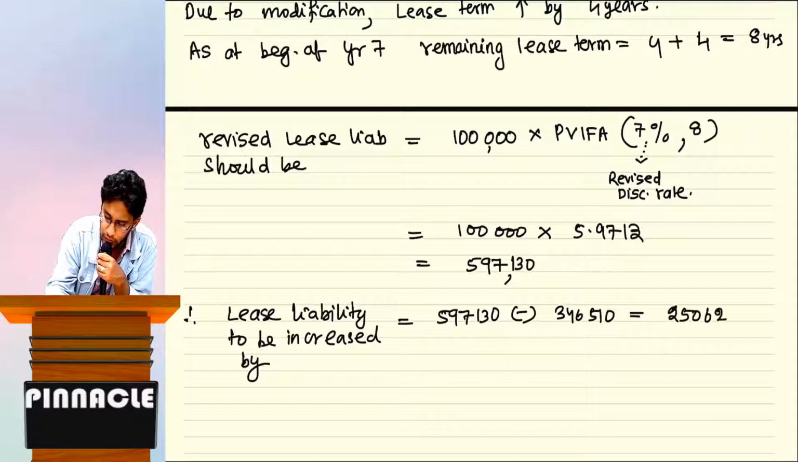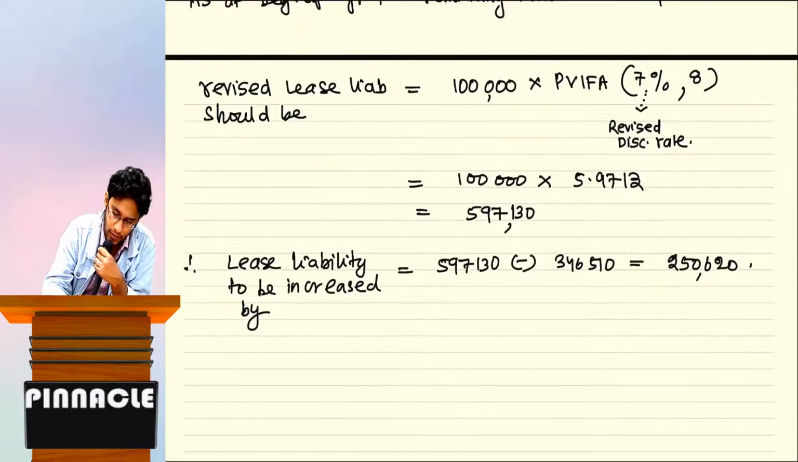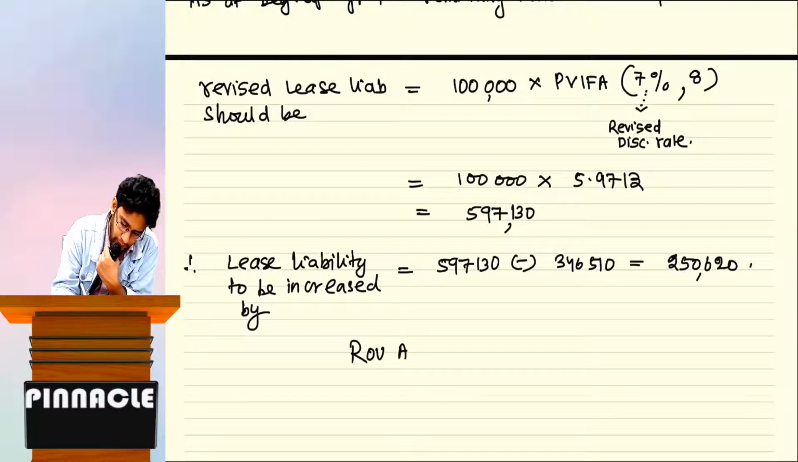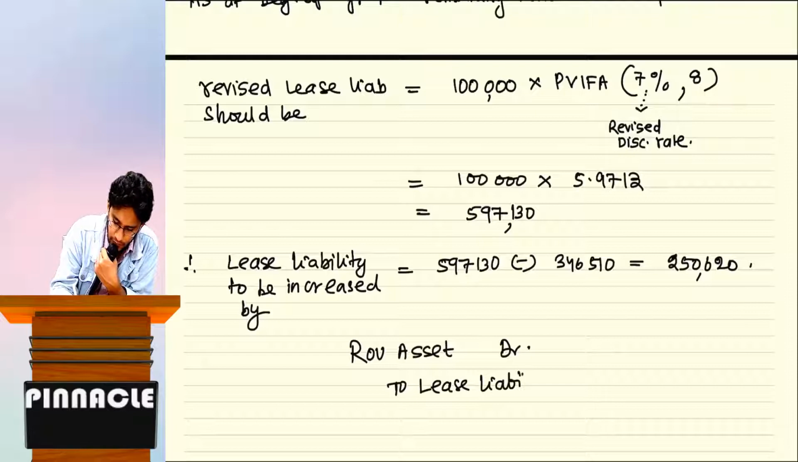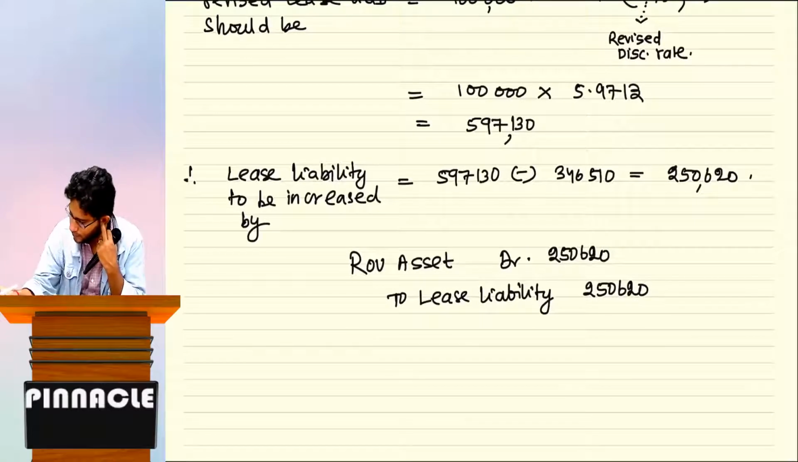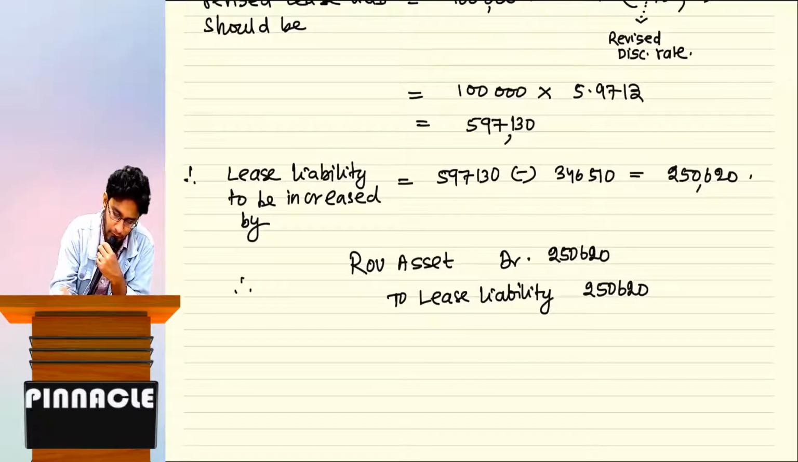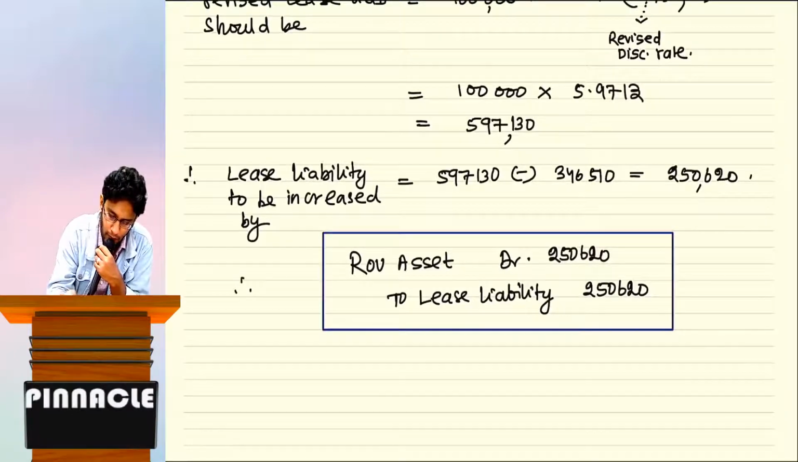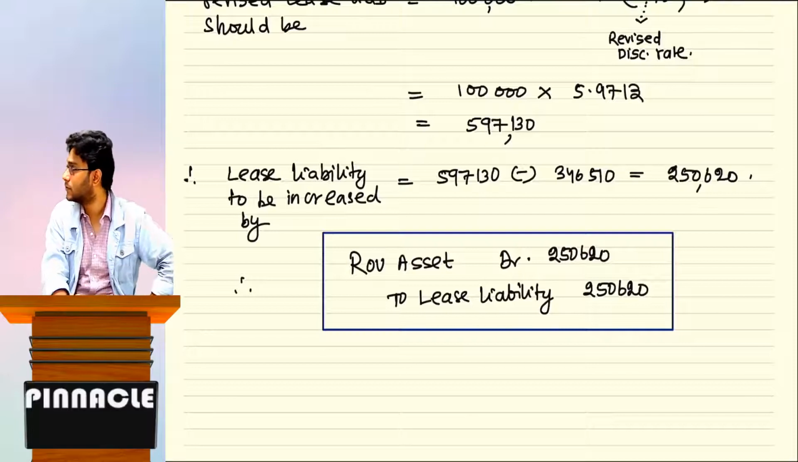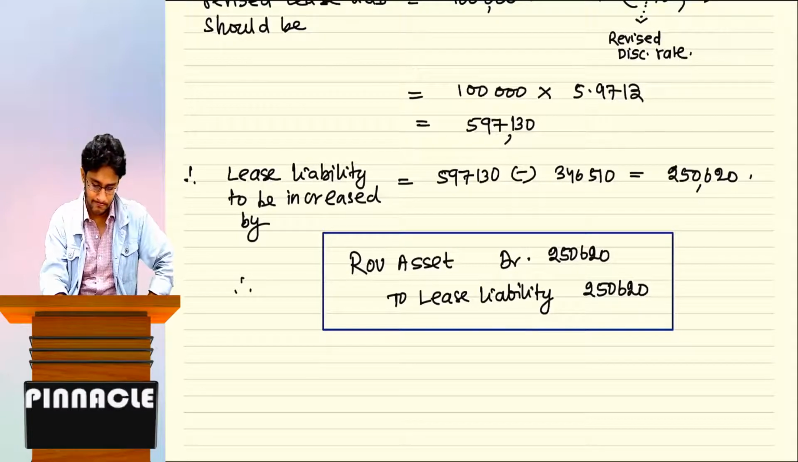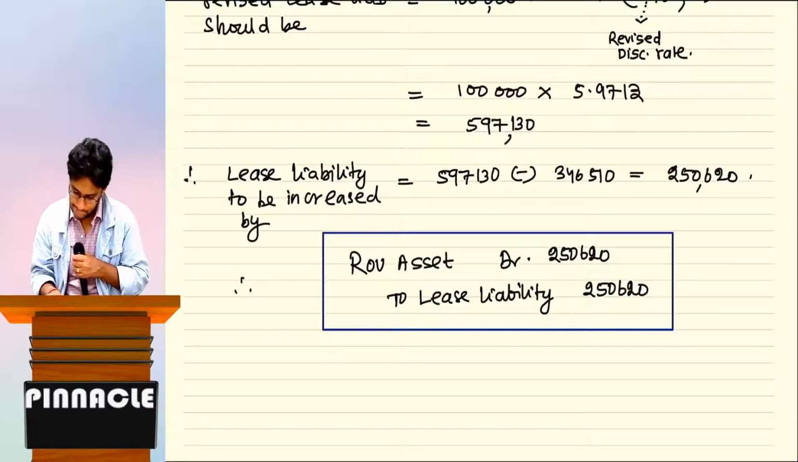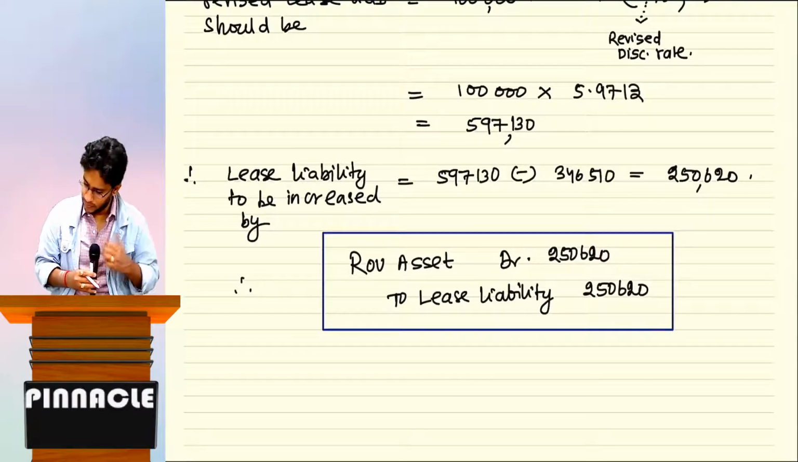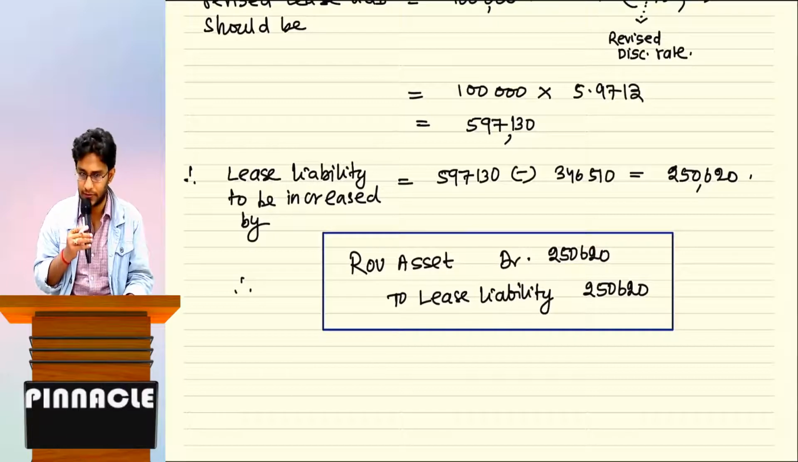Therefore, 250,620. So write the entry, sir. ROU asset account debit to 35, sir.